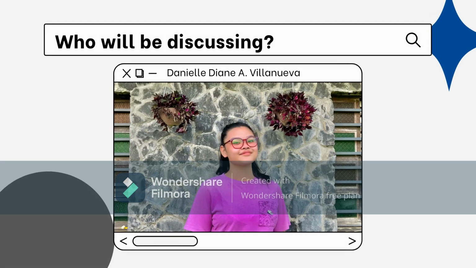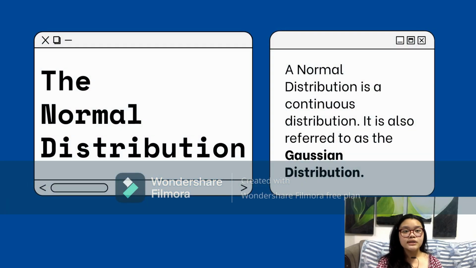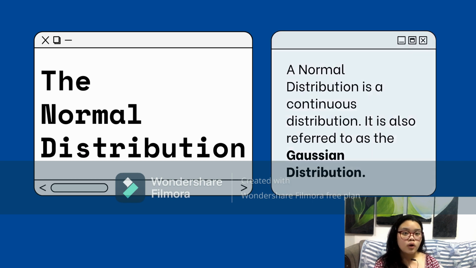I am Daniel Diane Villanueva and I will be discussing this topic. So first, what is the normal distribution? It is a continuous distribution, also referred to as the Gaussian distribution. It is named to honor the mathematician Carl Friedrich Gauss, who derived the equation. It can also be called the bell curve.